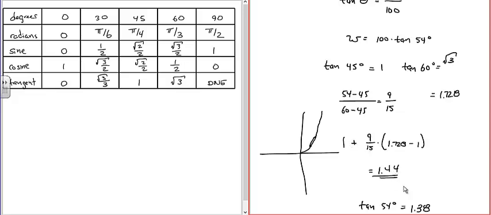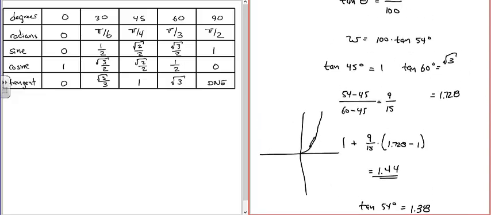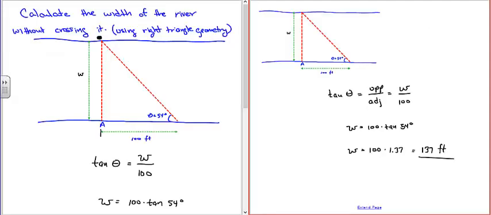Now, if you actually use your calculator and figure out the tangent of 54 degrees, it's 1.38 compared to 1.44. So if you do it this way, you'd calculate 144 feet. If you actually use your calculator, which would be the more normal thing to do, you just take 100 times the tangent of 54 degrees. And the reason that these don't equal each other is because the tangent function is nonlinear. We'll find that out in some subsequent chapters.